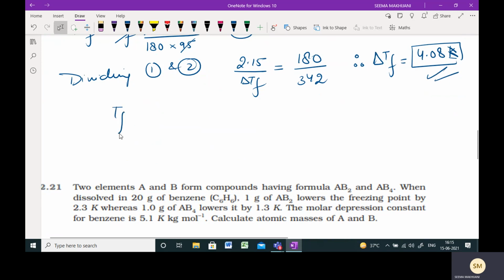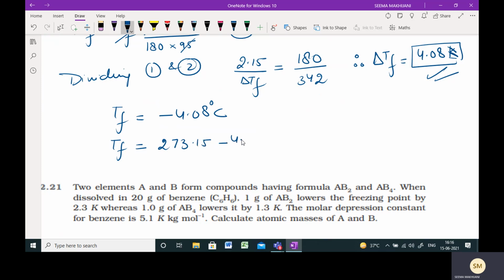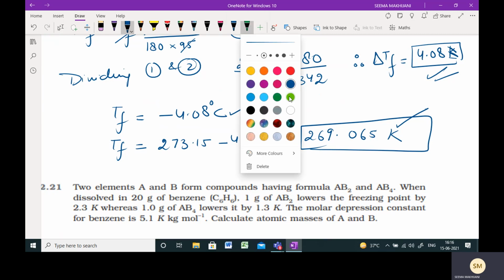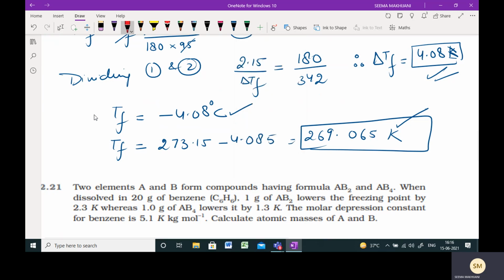अब TF चाहिए ना. There are two ways. या तो लिख दो minus 4.08 degree C. That's one way. Or else TF can also be written as depression in the freezing point, 273.15 minus 4.085. This value comes out to be 269.065 K. This becomes your freezing point. Now whether you write it in K or you write it in degree C, that's up to you. The answer remains the same. You can do it any way you want. Fine. So with this we solve the question of freezing point.